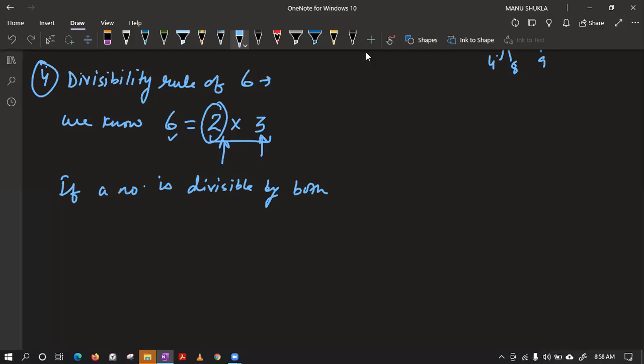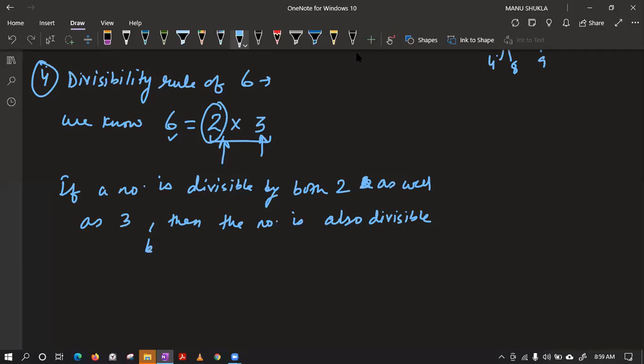Okay, if a number is divisible by both 2 as well as 3, we can say the number is also divisible by 6. Example, suppose I give you a number 729.